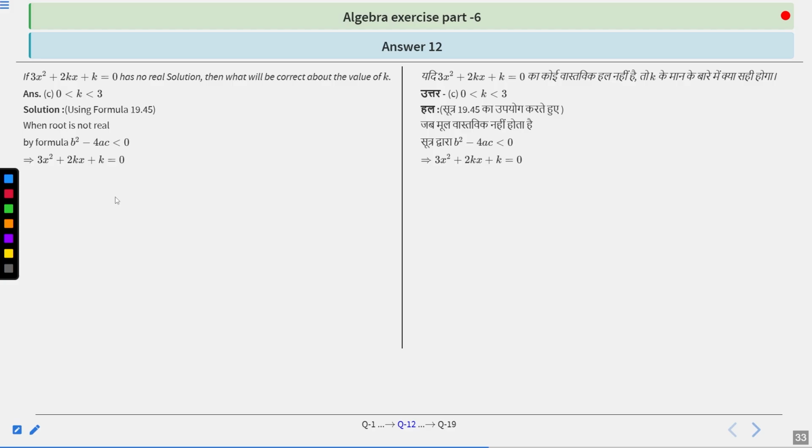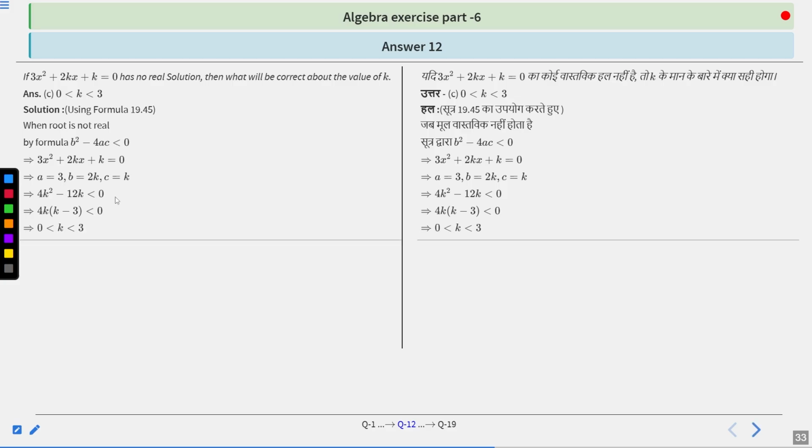And the equation given to us was 3x square plus 2kx plus k equal to 0. So the value of a is 3, b is 2k and c is k. Now putting the values in b square minus 4ac, we get 4k square minus 12k. That should be less than 0 when roots are not real. Then taking 4k common, we get 4k into k minus 3 less than 0. So if 4k is less than 0, that means k is greater than 0. And if k minus 3 is less than 0, that means k is less than 3. Therefore, the value of k lies between 0 and 3, or we can say k is greater than 0 and less than 3. That means option number C is the correct option.